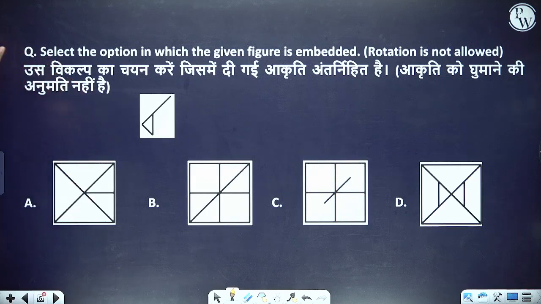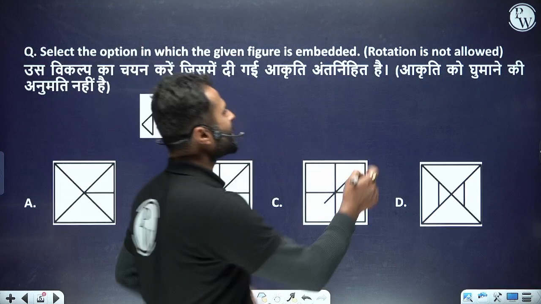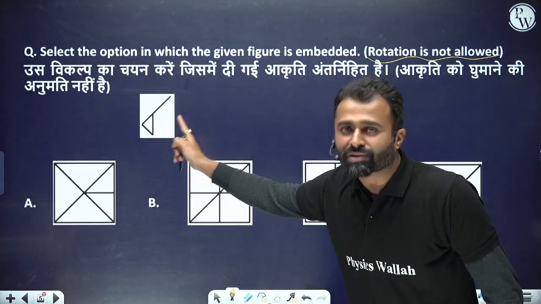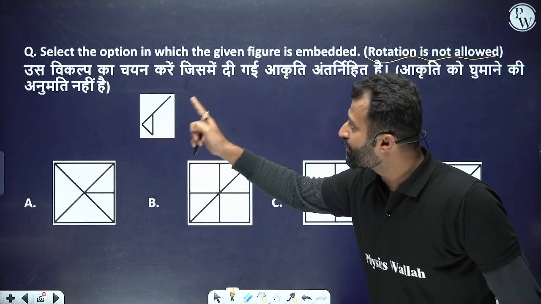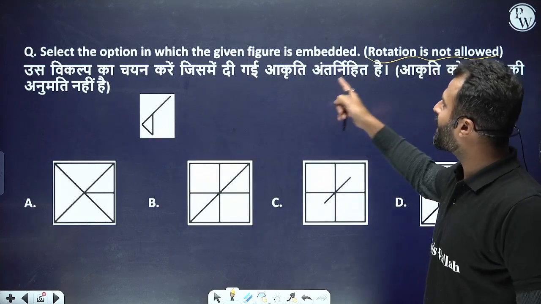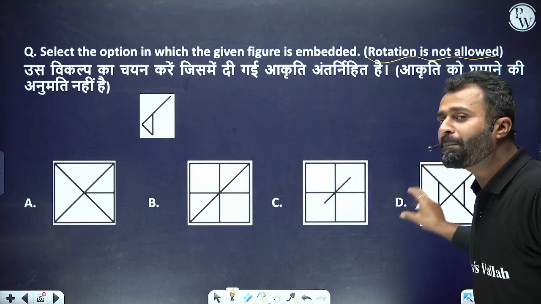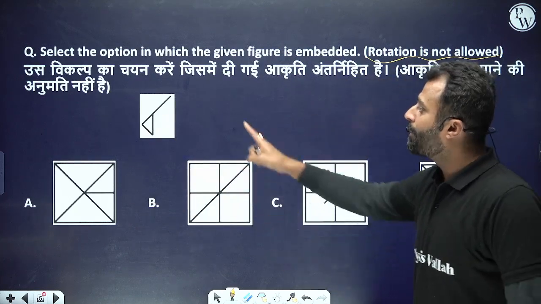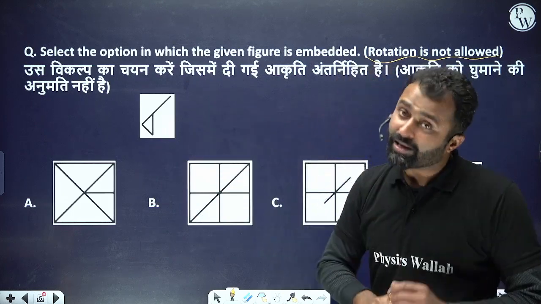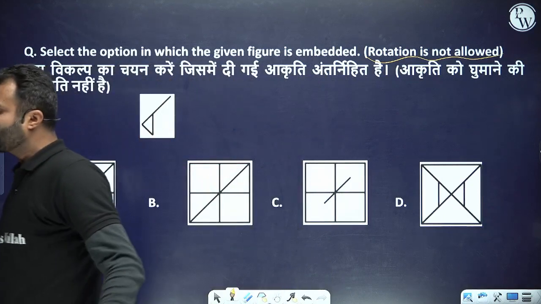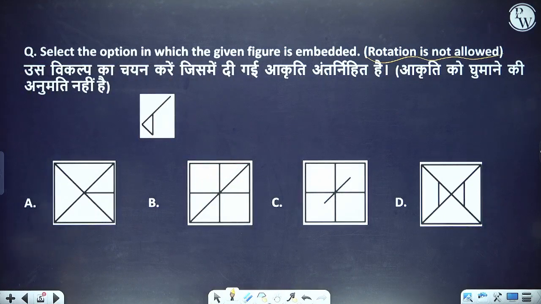So let's take the first question. Select the option in which the given figure is embedded, and there is a condition given, that is rotation is not allowed. It means you cannot rotate this structure. You need to pick the option in which the given figure is embedded, means which figure it is a part of, with which it can be hidden. But you cannot rotate it. Yes, size is not a problem. It can be small or big, there will be no issue.